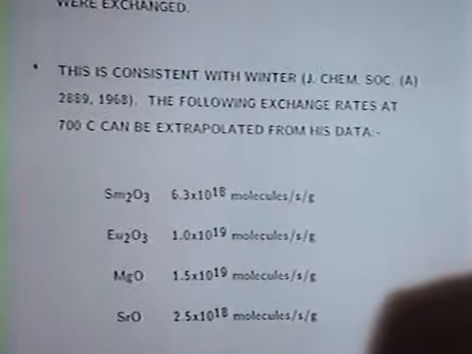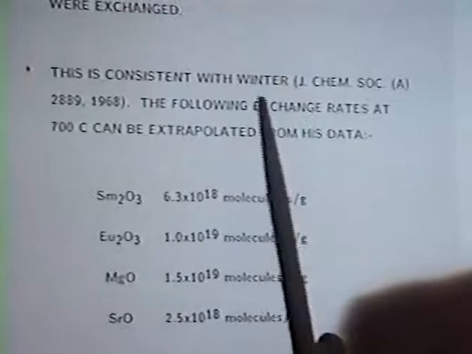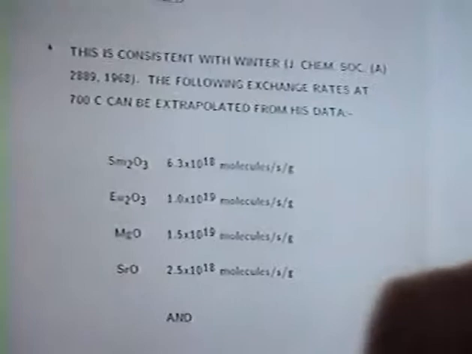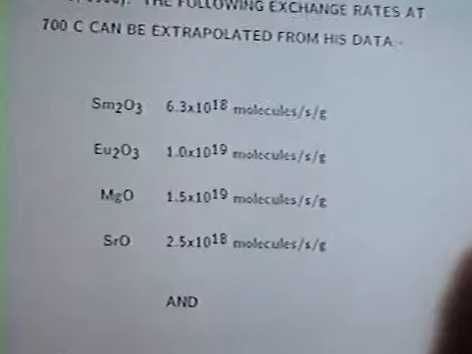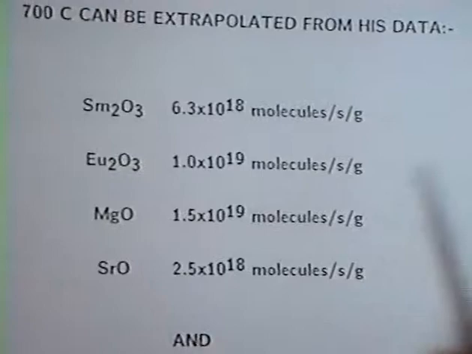Now, this work is completely consistent with some work which was reported by Winter in the Journal of the Chemical Society way back in 1968. He virtually did oxygen exchange of the periodic table oxides. And it turns out that all of them exchange very rapidly, some as low as 200 degrees centigrade. And certainly by the time you get to 600 or 700 degrees centigrade, they exchange very rapidly.